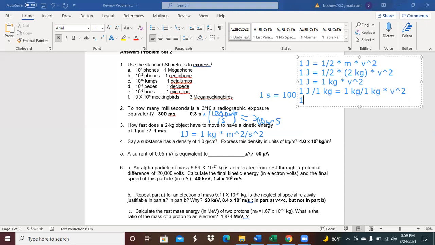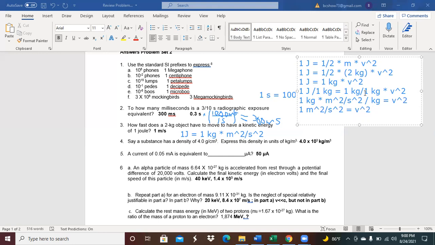So on this side, if I take 1 joule, which we already know is kilogram times meters squared over second squared, and divide that by a kilogram, we know this is equal to the velocity squared. What that tells us is that the kilograms cancel. And so over here, I've got 1 meter squared divided by second squared is equal to v squared.